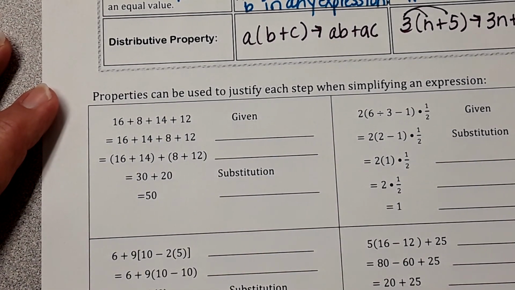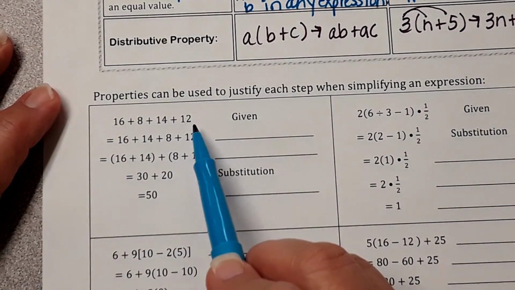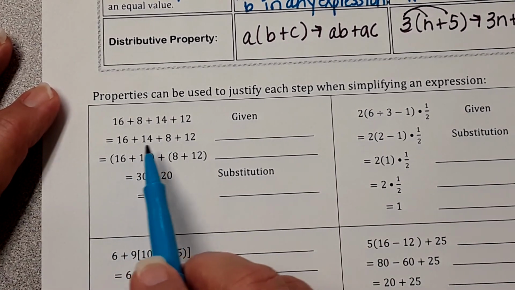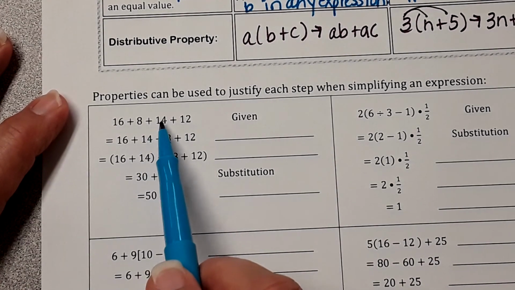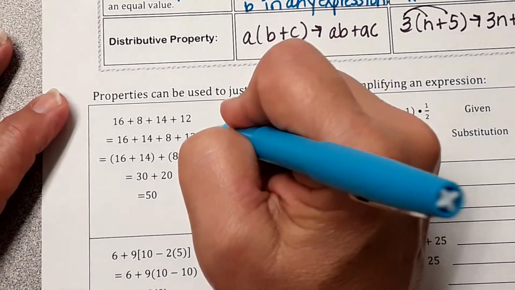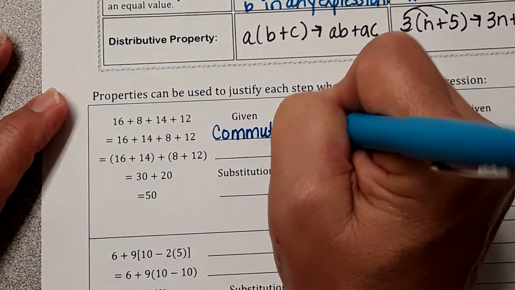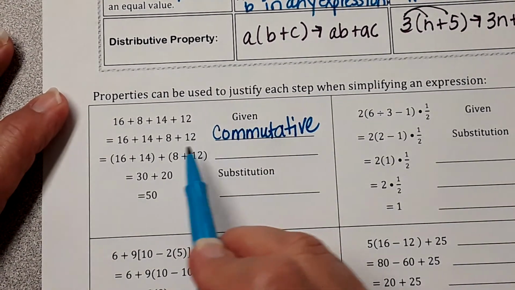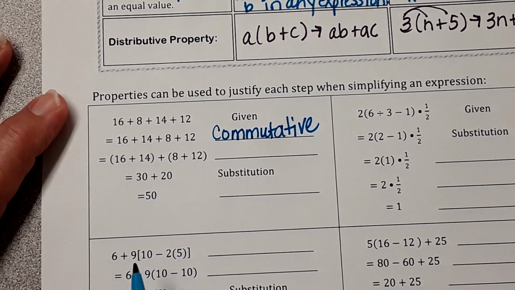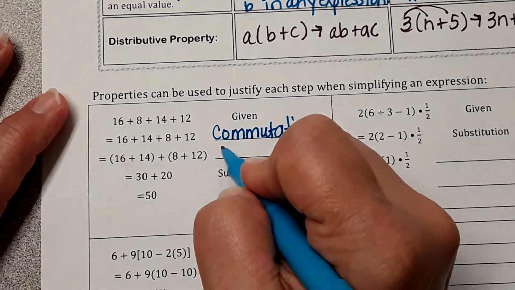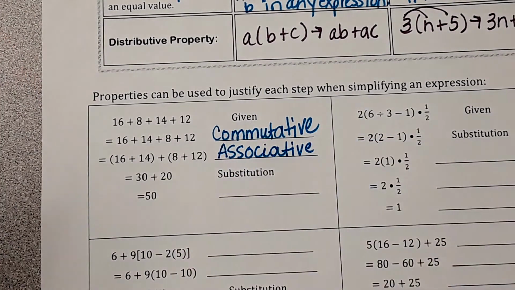So if you notice, 16 plus 8 plus 14 plus 12 equals 16 plus 14 plus 8 plus 12. Well, what did we do? Oh, look, we switched 8 and 14. So on the previous page, that was commutative. We changed the order. Do you know why we changed the order? Because of 16 plus 14 and 8 plus 12. Now, what did we do here? We grouped. So that would be associative, because we put parentheses in them.